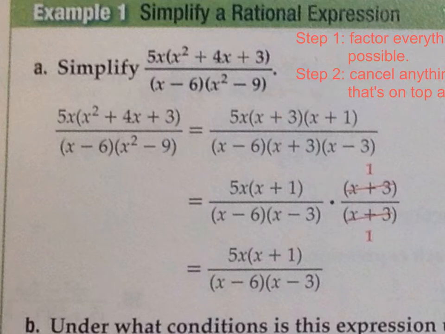Okay, and of course the 5x, it just comes down. Now how about the bottom one? Well, this binomial x minus 6, there's nothing to factor out. You just rewrite it. There it is, x minus 6.